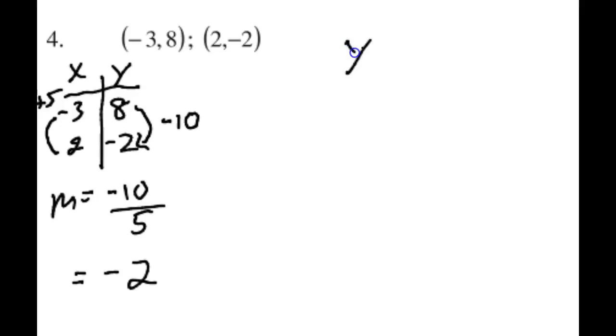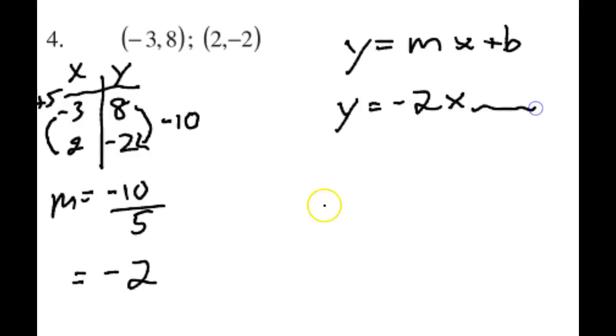So this first part of the answer, if I'm plugging everything in, I have my negative 2 for the slope. So negative 2, but I do not know what the y-intercept is. So let's figure that out.